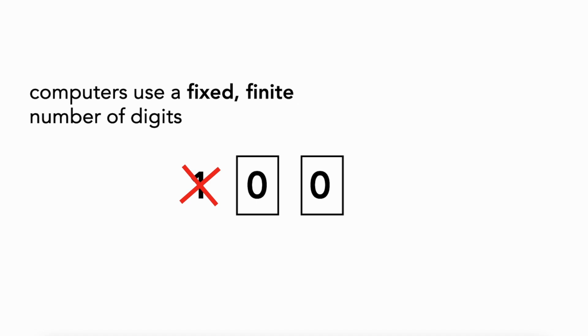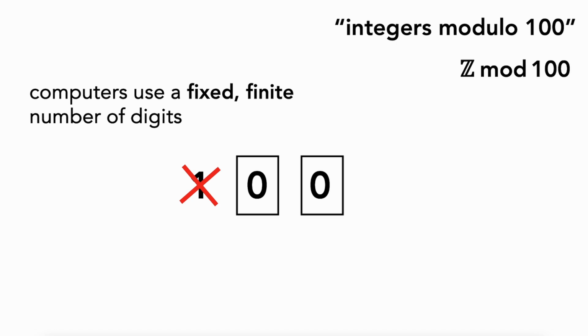This is a unique numerical structure imposed by our constraint on the number of digits. This structure is the integers modulo 100, which we often write as Z mod 100. We can keep counting on some more. If we go 6 ahead, we should be at 106, but we're really at just 6. So this wrapping around goes on and on and on.